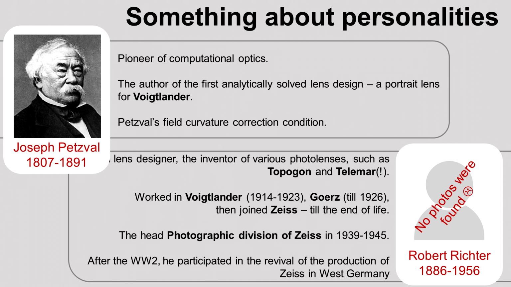The inventor of the wide-angle Pleon and Topogon lenses, Robert Richter, started his career at Voigtlander in 1914. He joined Goerz several years before it was consolidated with Zeiss. It is intriguing how the former head of the Carl Zeiss photographic division has no photos in public access now.